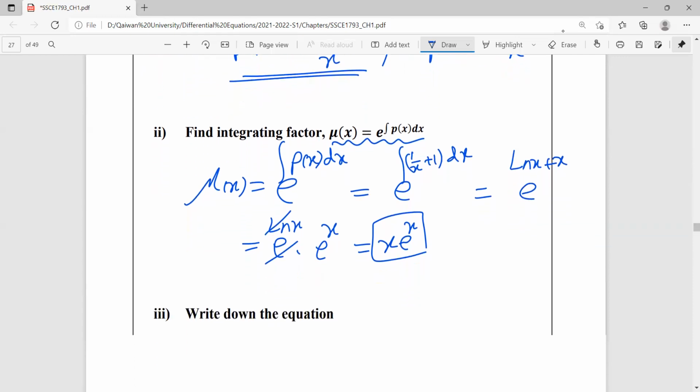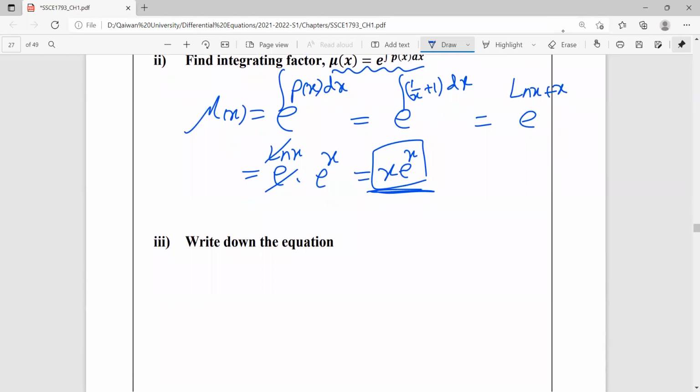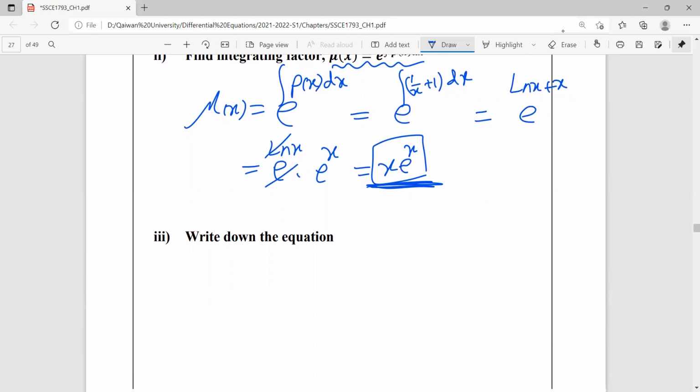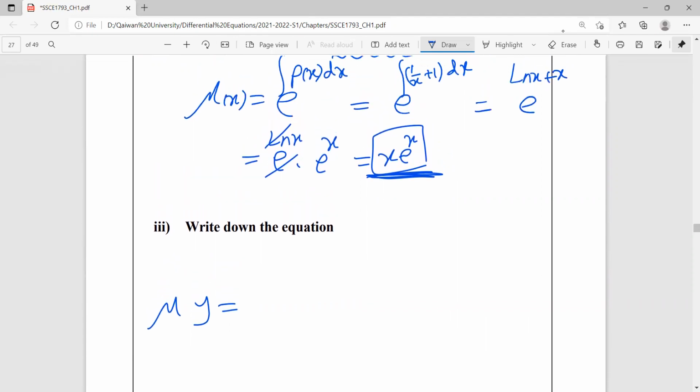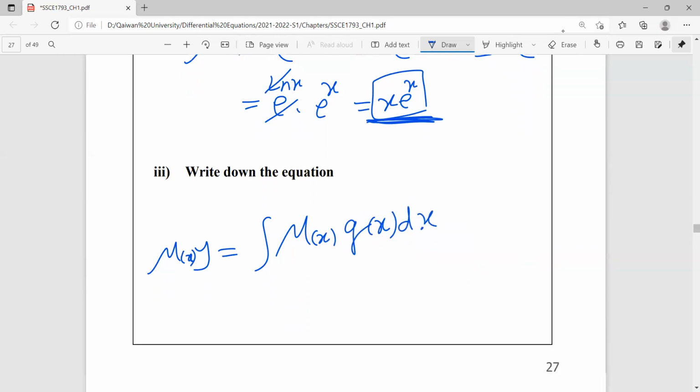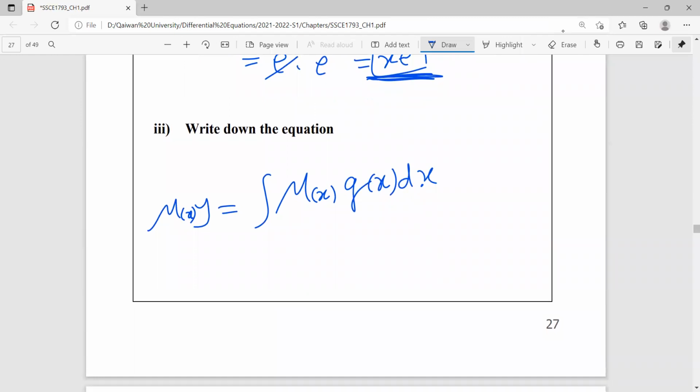So now this is mu of x, and we say the solution is, mu times y equals integration of mu of x times q of x dx. We just find that integration, and that's all.